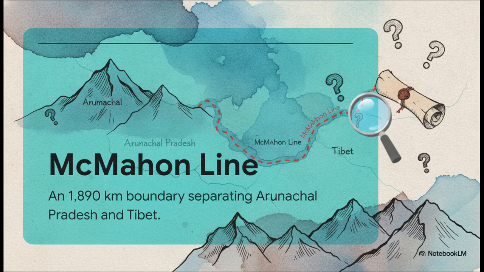Over on the eastern side, we have the McMahon Line. This 1,890-kilometer boundary separates Arunachal Pradesh from Tibet, and it came about during the 1914 Shimla Convention between British India and Tibet. But here is the geopolitical catch. Today, this line is actually the subject of an ongoing historical dispute because China claims the region based on totally different interpretations of that 1914 convention.